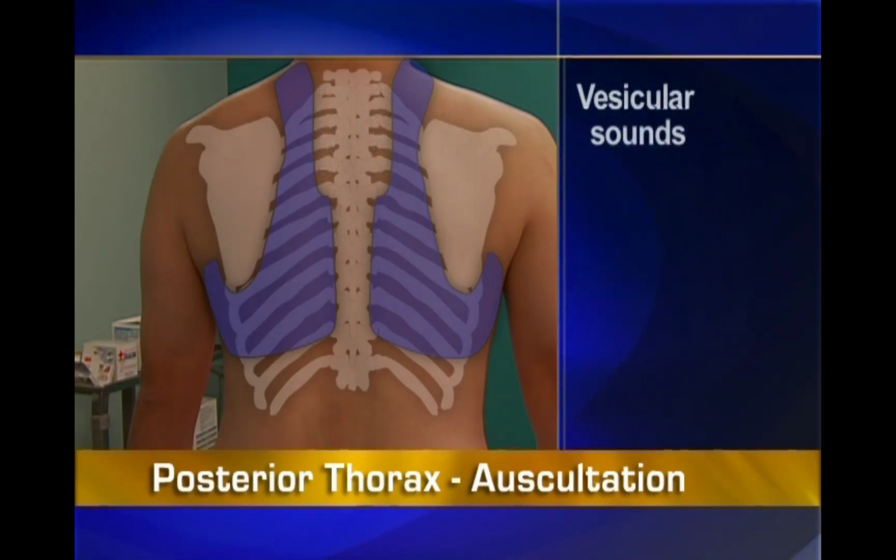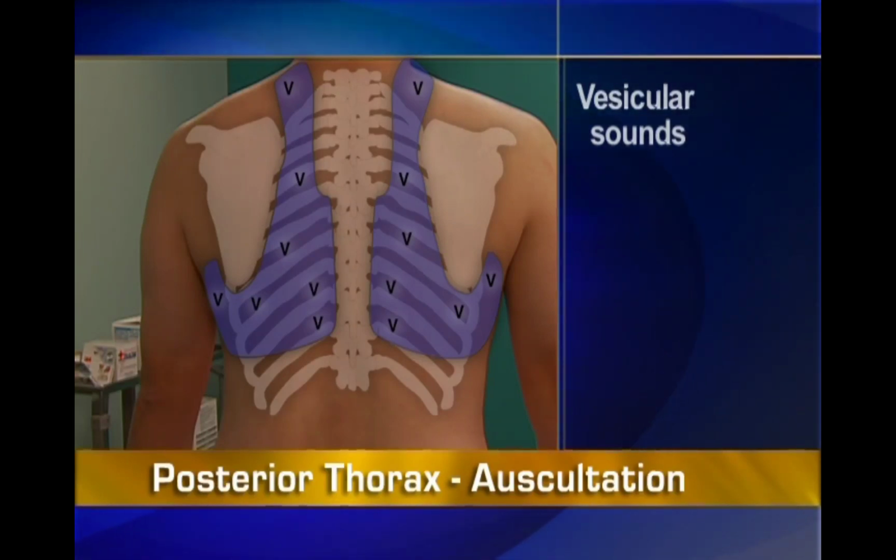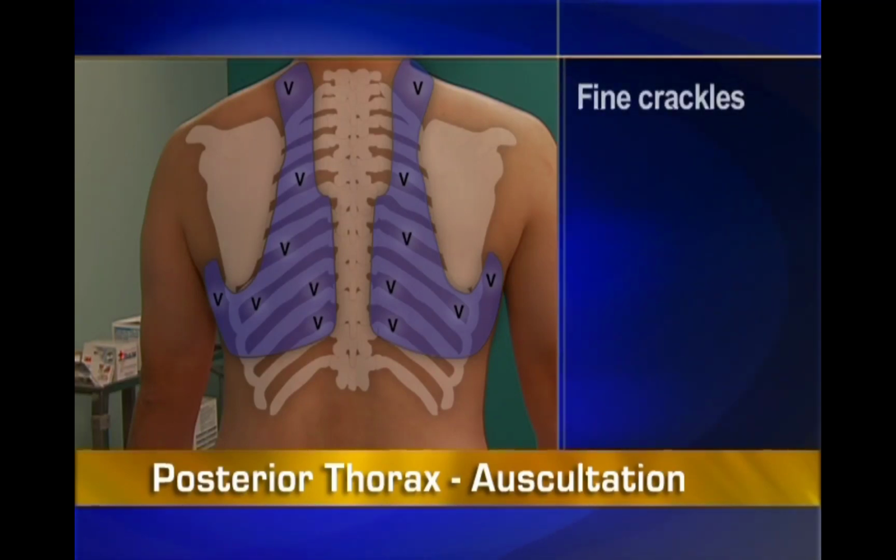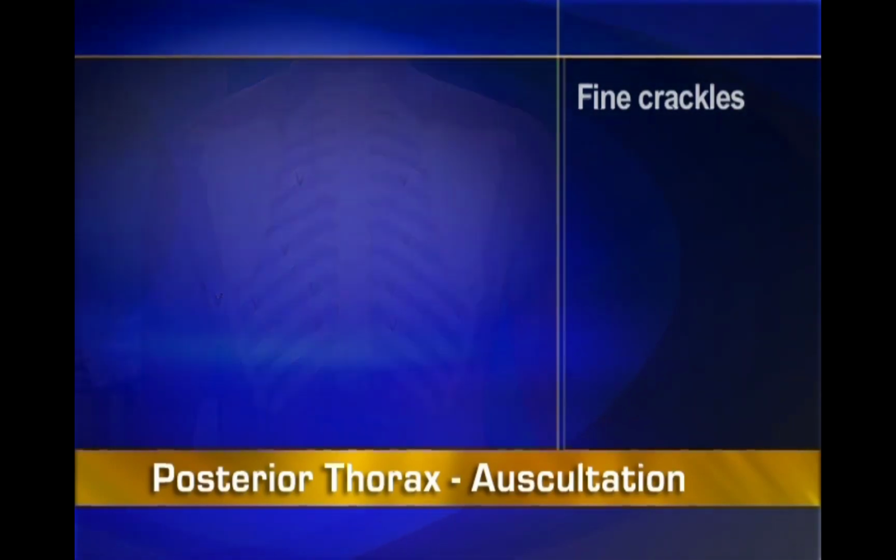Over peripheral lung fields, from the clavicles to T9, you should hear vesicular sounds. They are soft, low-pitched rustling sounds that are longer on inspiration than expiration. They sound like this. You should not hear any adventitious sounds, such as crackles or wheezes.